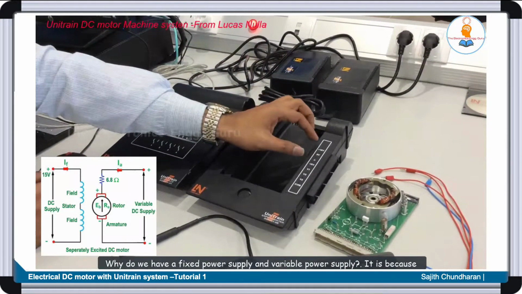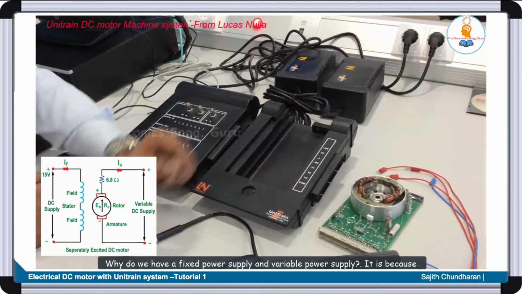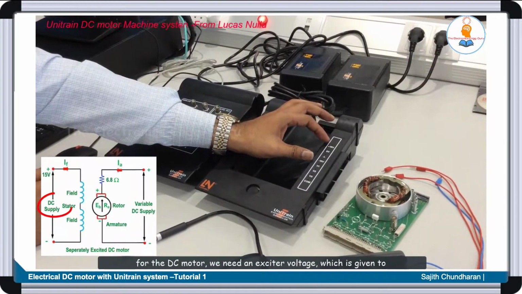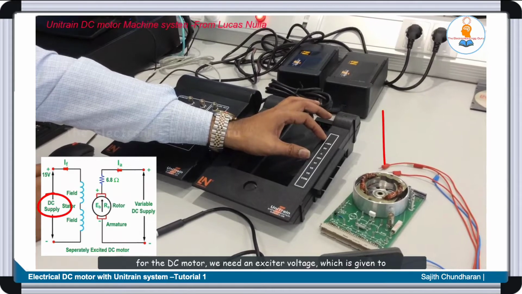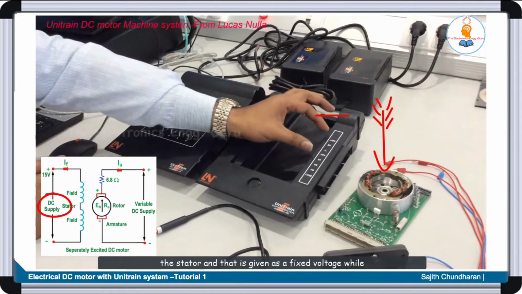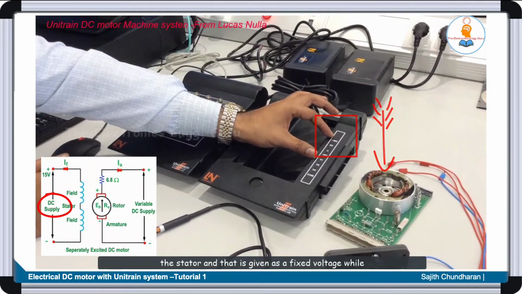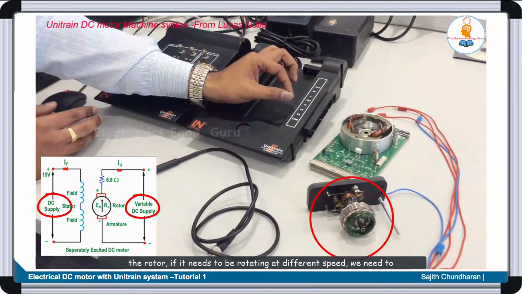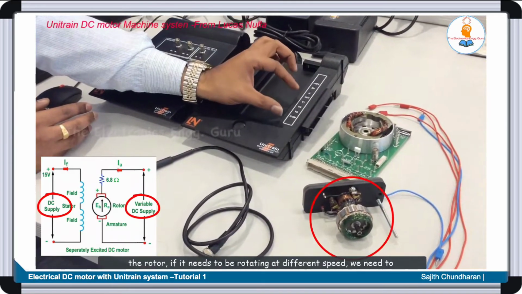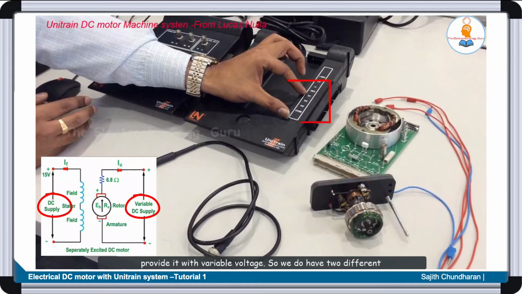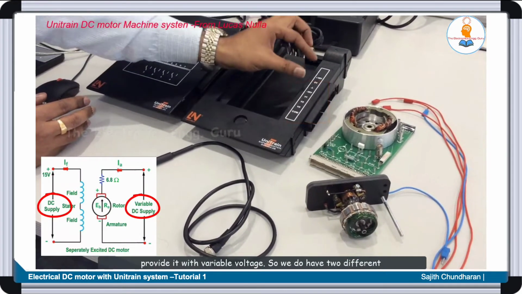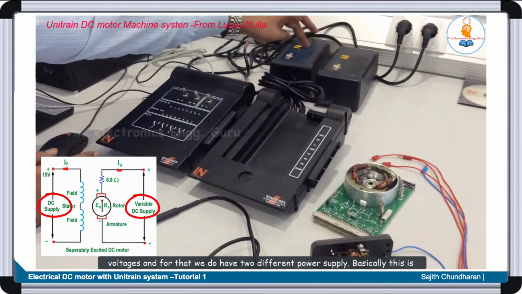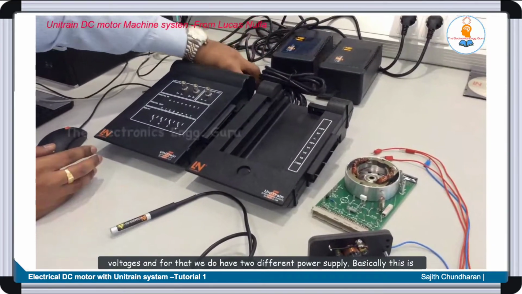Why do we have a fixed power supply and variable power supply? It is because for the DC motor, we need an exciter voltage which is given to the stator, and that is given as a fixed voltage. While the rotor, if it needs to be rotating at a different speed, we need to provide it with variable voltage. So we do have two different voltages, and for that we do have two different power supplies. Basically there is a difference in this.